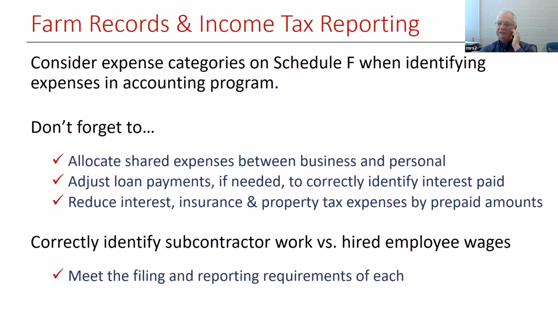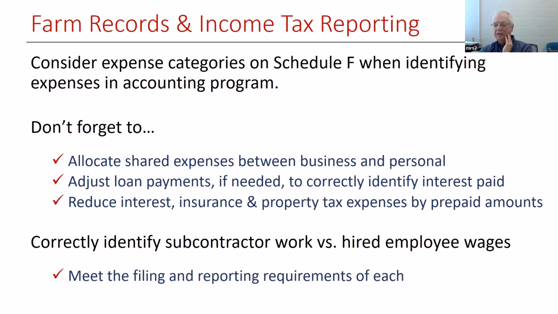On your expense side, a number of different programs have expense categories. Think about the expense categories you have to report in the Schedule F before you decide what expense categories you're going to keep. And don't forget to allocate shared expenses between business and personal. And you have to make sure you adjust your loan interest payments to make sure that only interest paid is there, not the principal.